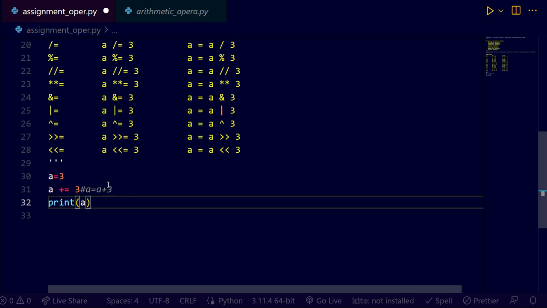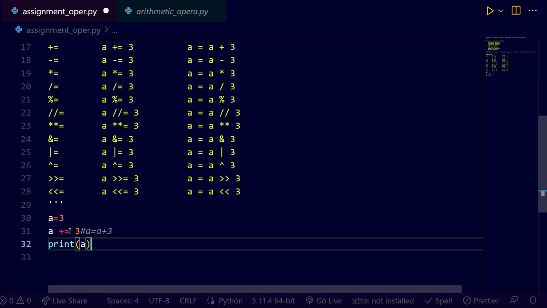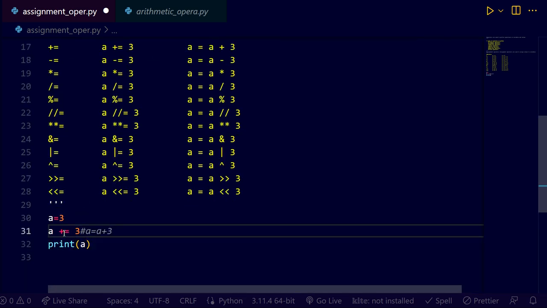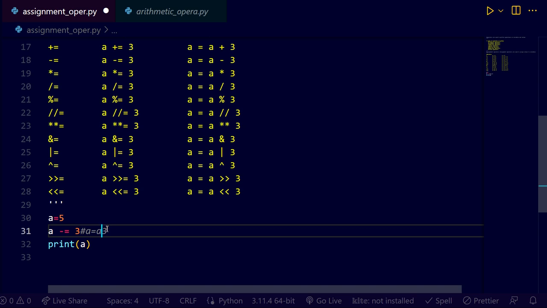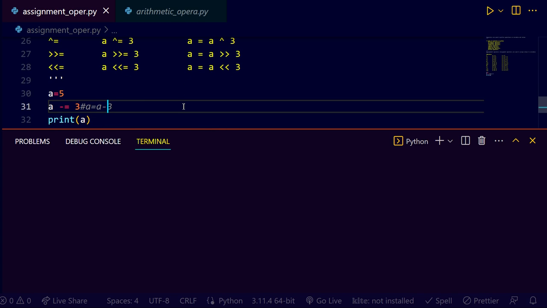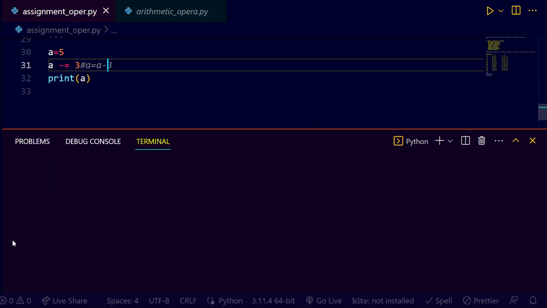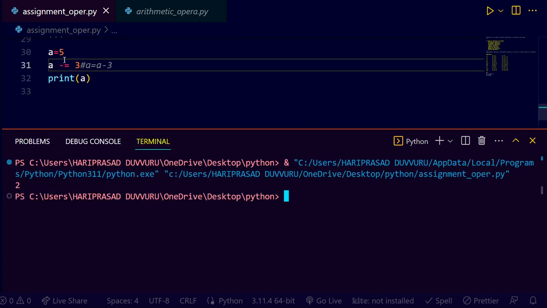See what you get here. You will get 2. A minus equals 3 means it indicates that a equals to a minus 3.